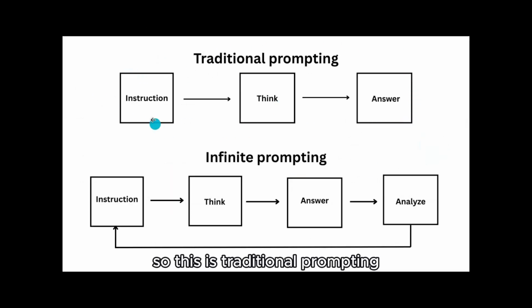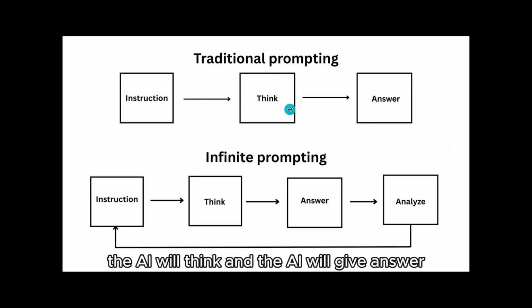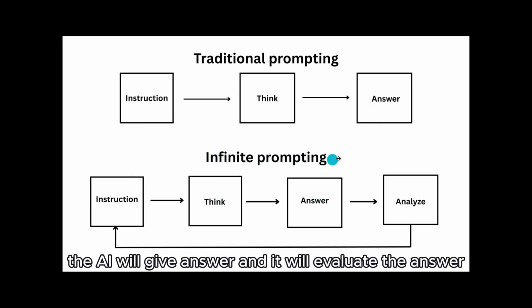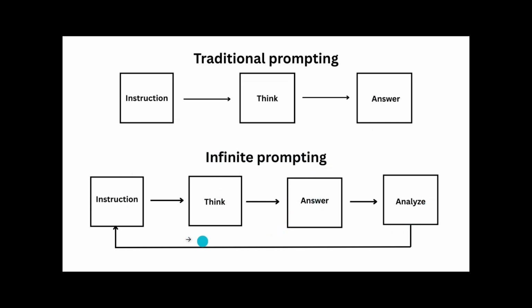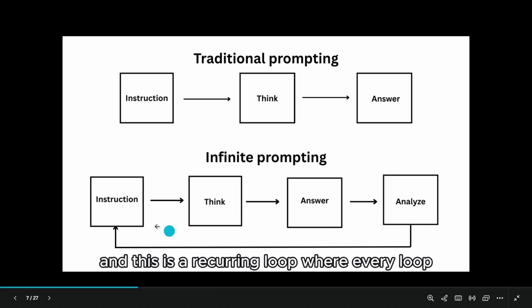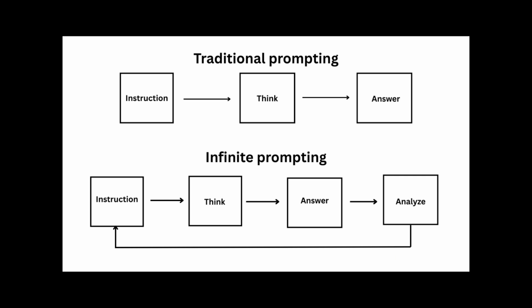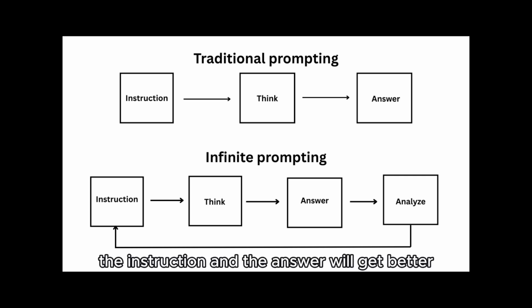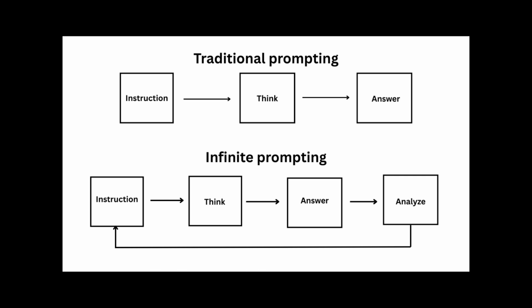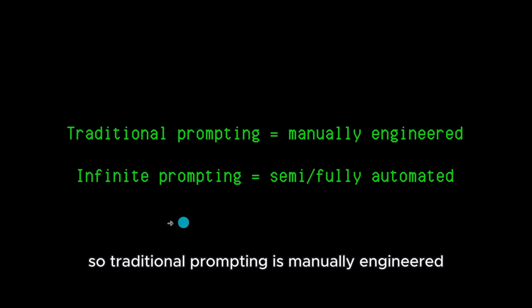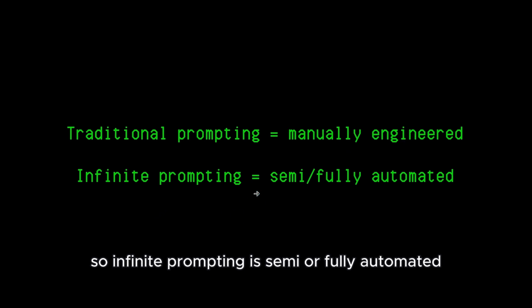This is traditional prompting. You give a prompt, the AI will think, and then the AI will give an answer, and that's it. But with infinite prompting, you give a prompt, the AI will think, the AI will give an answer, and then it will evaluate the answer and the prompt by itself. This is a recurring loop where every loop, the instruction and the answer will get better without any human input. It's all AI. So traditional prompting is manually engineered, while infinite prompting is semi or fully automated.